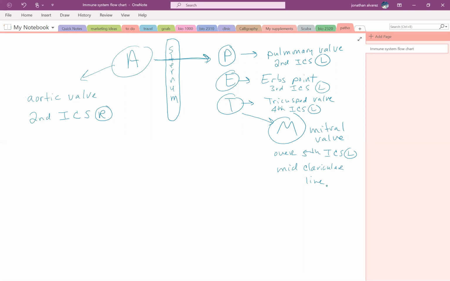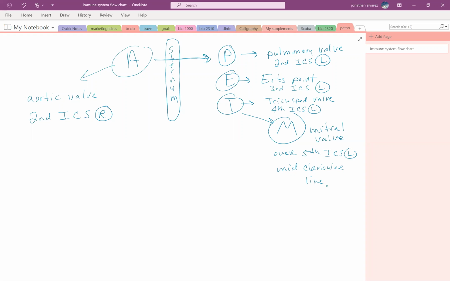All right. So those 5 areas, A PETM, that is where you strategically place the stethoscope to listen to the heart valves. Okay, so you're not just randomly placing it everywhere. There's a strategy to it.